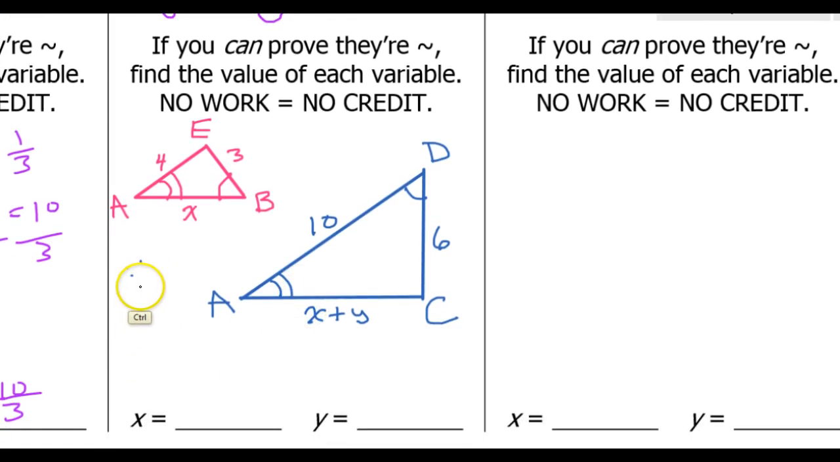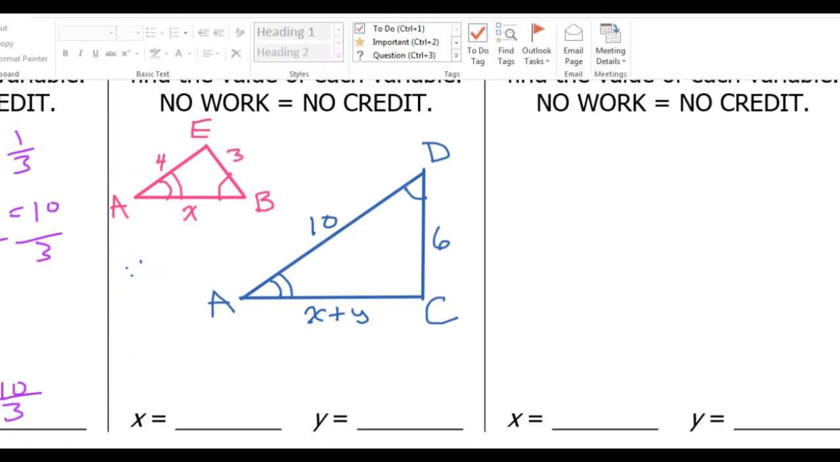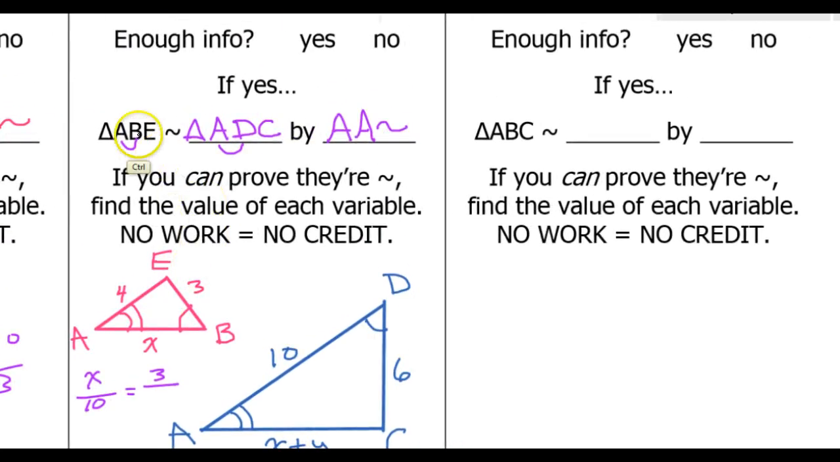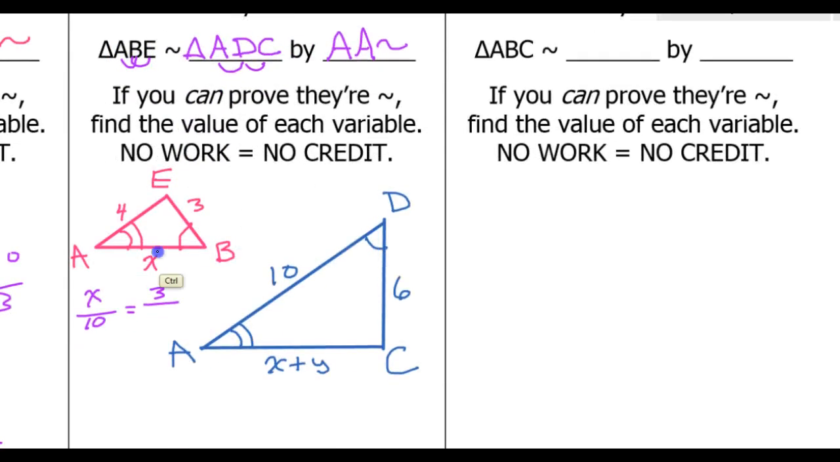Okay, so for example, since x corresponds to 10, I can do x over 10 equals. All right, now I need another pair of corresponding sides. For example, let's say if I do the 3. All right, what does the 3 correspond with? All right, BE corresponds with DC. So the 3 corresponds with the 6.